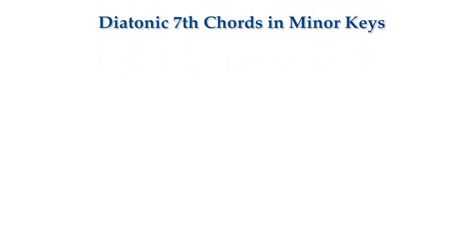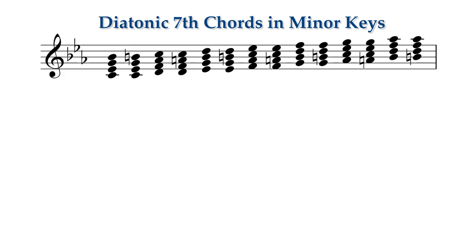In a minor key, there are two possible pitches for scale degree 6 and scale degree 7. There are twice as many possible seventh chords in a minor key than in a major key, though some are far more common than others.